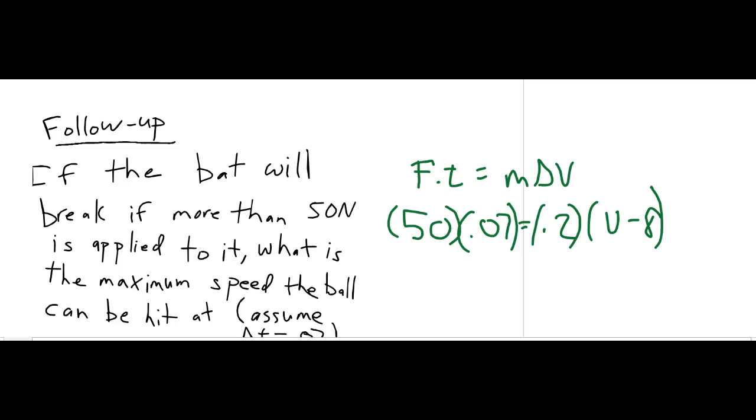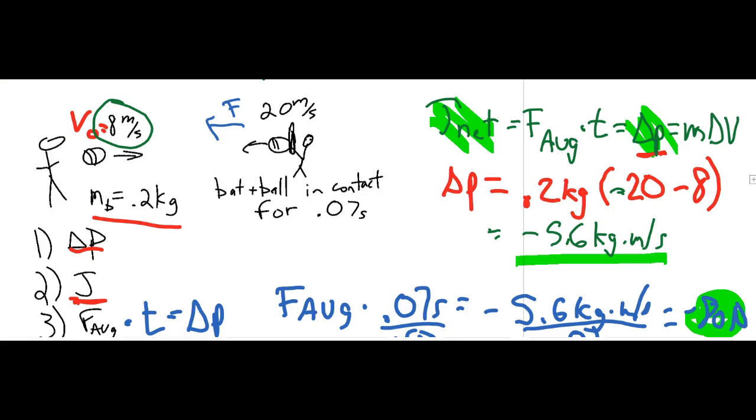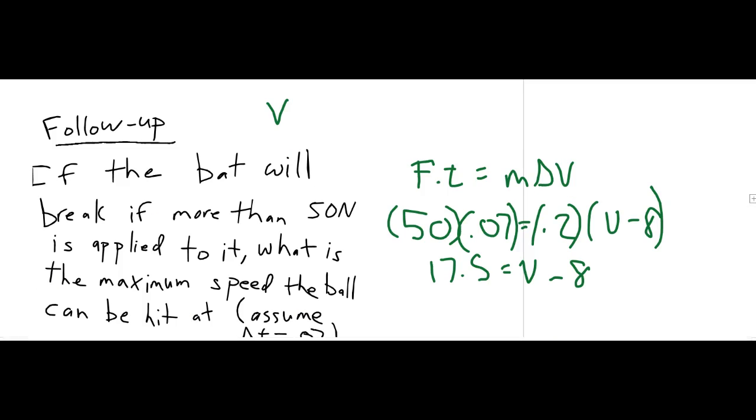Doing my algebra here, I would do 50 times 0.07, and I get 3.5, divide that by 0.2, and I get 17.5 equals V final minus V. Now if I notice I do this problem, I'm going to get 17 plus 8. Well, the velocity in the previous problem was 20. So that velocity broke the bat. So this velocity would be greater than that number, so that can't be right.